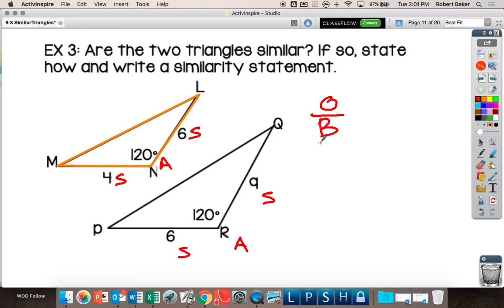So pick a side length from the orange triangle. 4. And the corresponding side length from the black triangle. 6. Is that proportional to the other side length from the orange triangle? 6 over the other side length from the black triangle. Definitely a 9 because it's a number. Cool? It's definitely a 9.